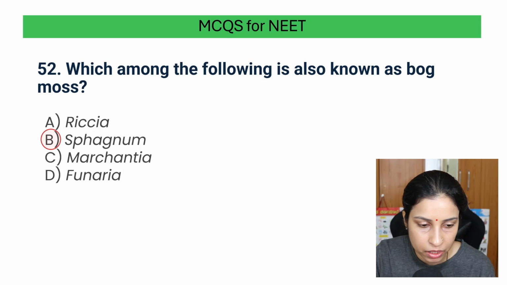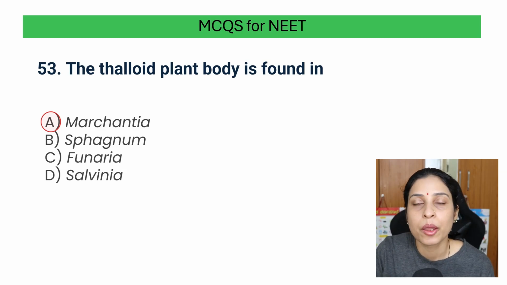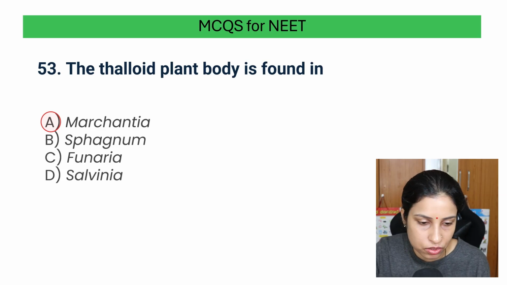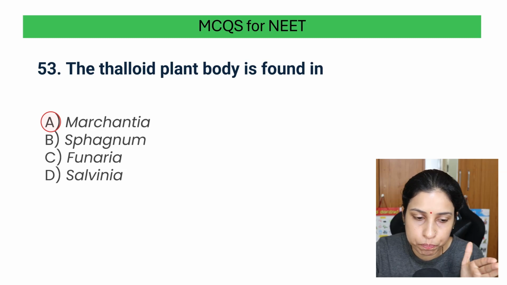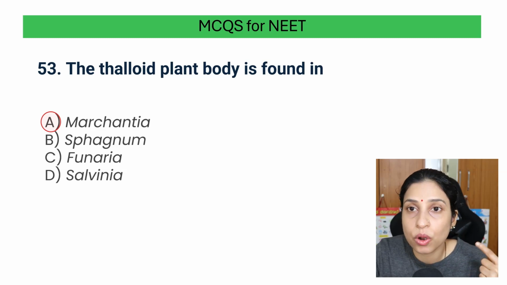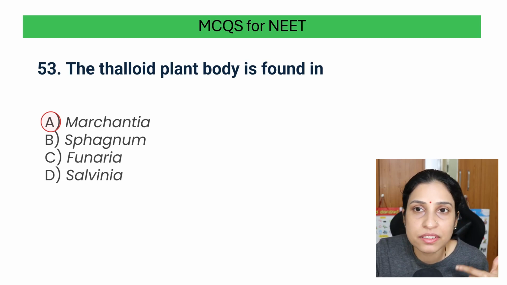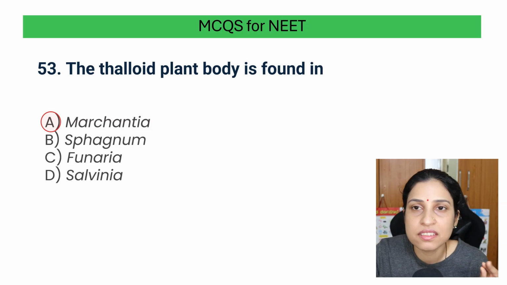Okay. Next, the thalloid plant body is found in Marchantia. Then what about Sphagnum? Sphagnum is a moss, right? The leafy body is present. So here in Funaria also, it is a moss. In Marchantia there is a primitive structure which is less developed than the mosses. So, that is called a thalloid plant, but the leafy structure is there in Sphagnum and Funaria, right? So, this is a little bit more advanced.